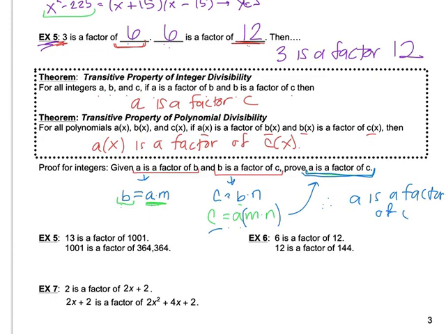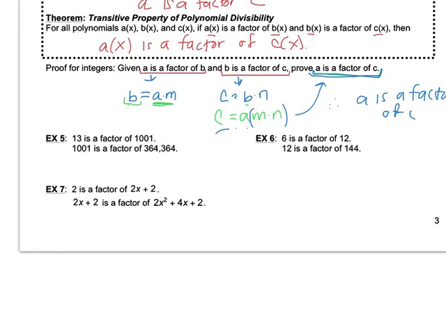So, a simple proof to show that. These examples are pretty straightforward. If 13 is a factor of 1001, but we also know 1001 is a factor of 364,364, then we can use the transitive property to say that 13 is a factor of 364,364. Same thing with example 6. We know 6 is a factor of 12. We also know 12 is a factor of 144. So then we can conclude that 6 must also be a factor of 144.